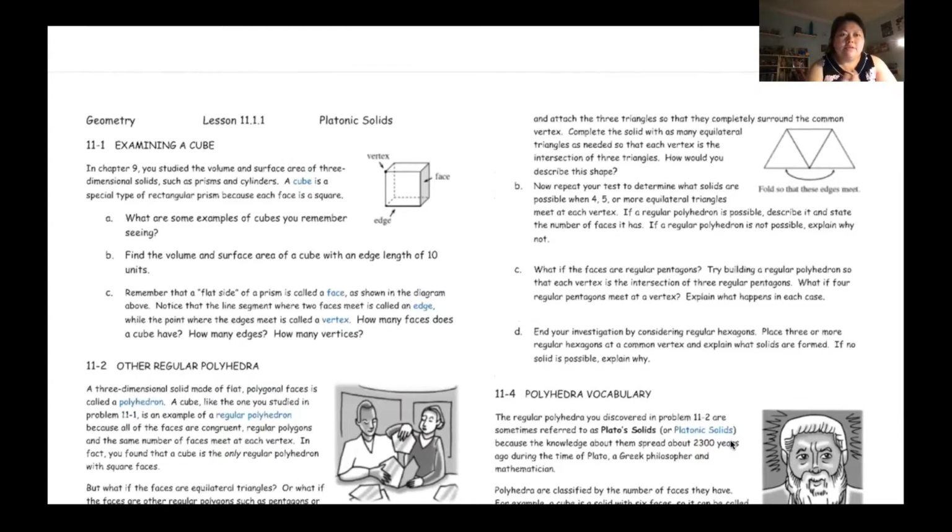So in chapter 9, you studied the volume and surface area of three-dimensional solids such as prisms and cylinders. A cube is a special type of rectangular prism because each face is a square, so everything is the same, right? What are some examples of cubes you remember seeing?